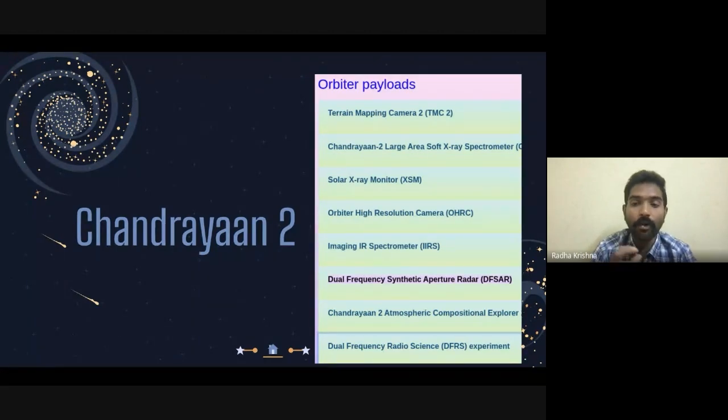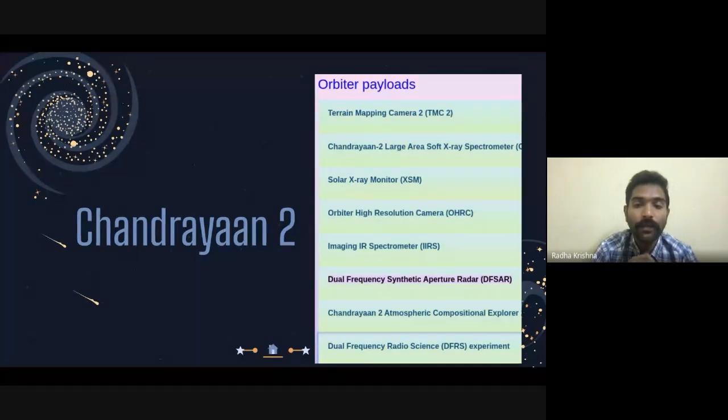And the atmospheric compositional explorer is basically like a sounder, like the scatterometer that I told you about. It is trying to measure atmospheric composition, but it does not work on the sounder and scatterometer principle. It is basically sampling and also observing the atmosphere, and trying to see what the amount of radiation is that is getting absorbed.